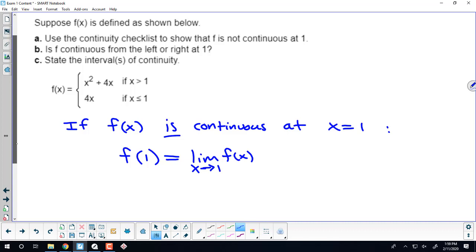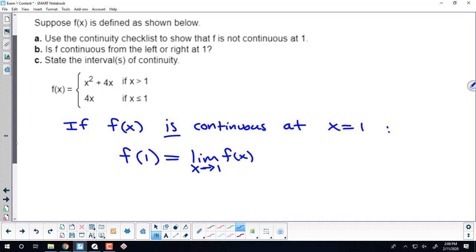Whenever you're asked anything about continuity, you gotta think in terms of limits. There's gotta be a limit involved, some way, somehow, for you to justify continuity fully. So this is kind of what we're gonna address. Show that the function's not continuous. Either, remember the checklist, either the function at 1 doesn't exist, or the limit doesn't exist. Either way, they're not the same thing.